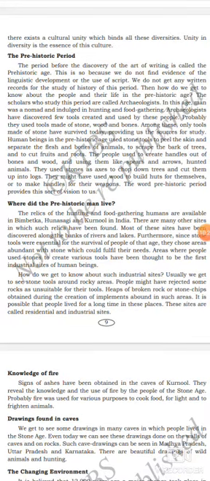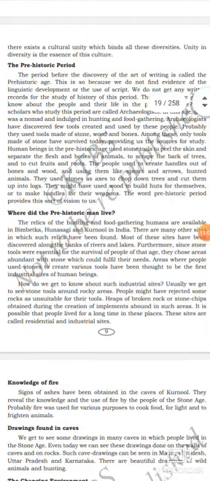The people used to create handles out of bones and wood, and using them like spears and arrows, they hunted animals. They used stones and axes to chop down trees and cut them up into logs. They might have used wood to build huts for themselves or to make handles for their weapons. The prehistoric period provides this sort of vision to us.